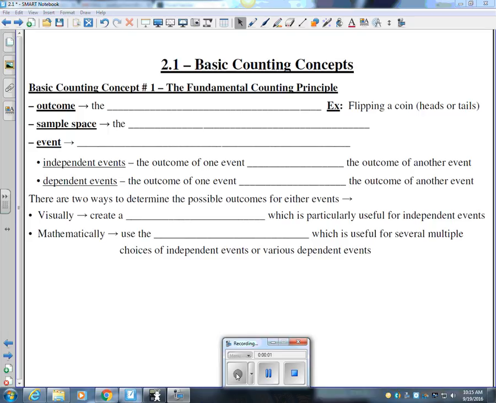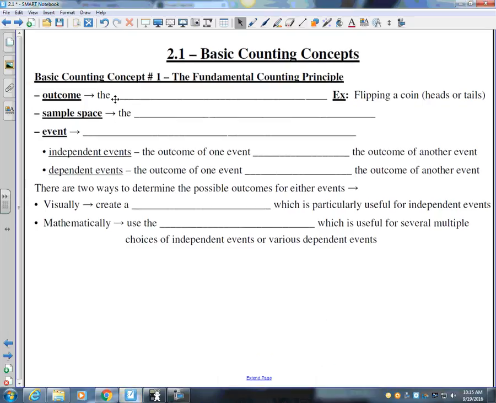All right, an outcome is the result of a single trial. You don't need to memorize that or anything like that. Just giving you some terminology. All right, an outcome is the result of a single trial. So, for example, if I flip a coin, what are the two possible outcomes? Heads or tails, okay? A sample space is all the possible outcomes.